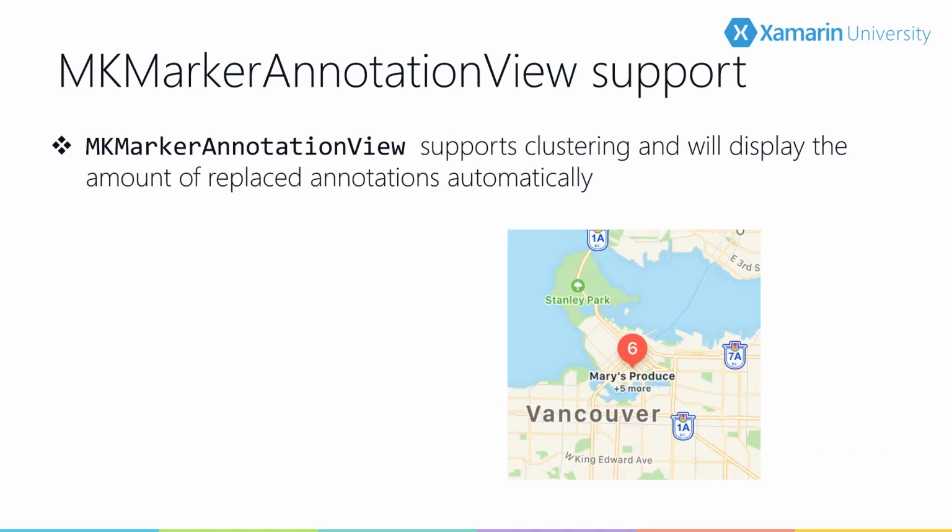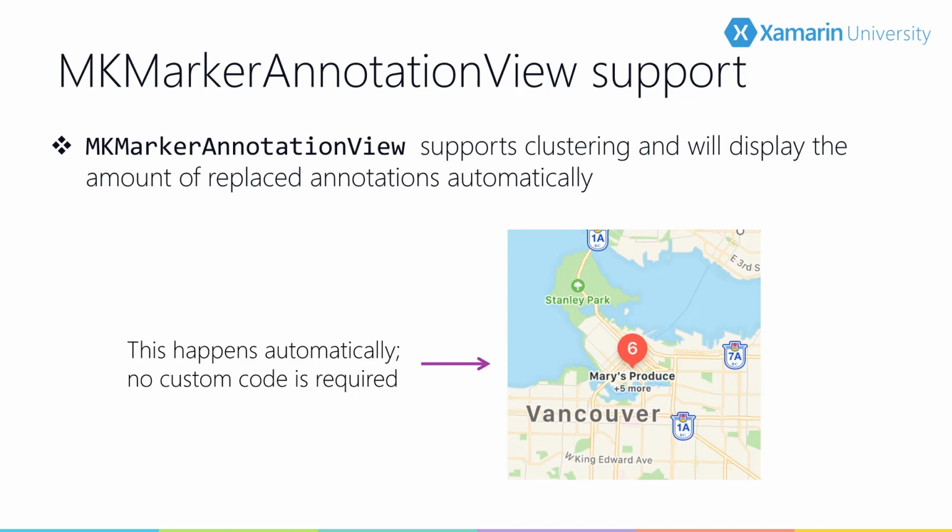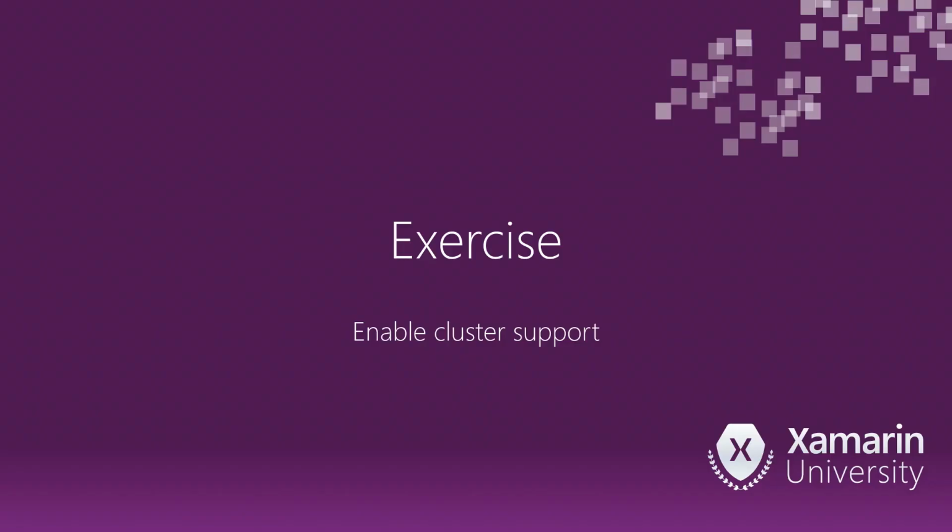Now, as I said before, you can use a custom or a built-in annotation view to represent the cluster annotation. However, the built-in MKMarkerAnnotationView has direct support for clustering and will automatically include the number of replaced annotations. Now, go back to the worksheet and work on the next exercise to enable clustering support in your application. Pause this video and come back when you're done.